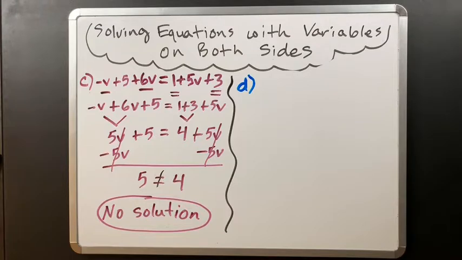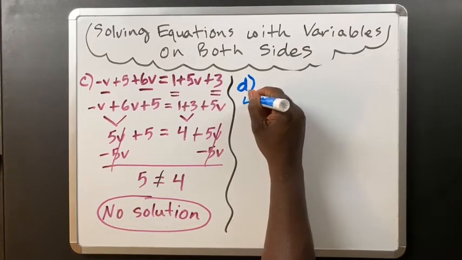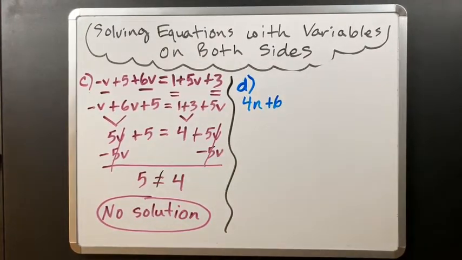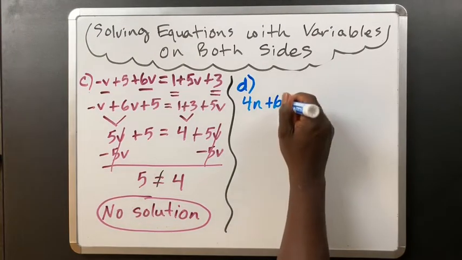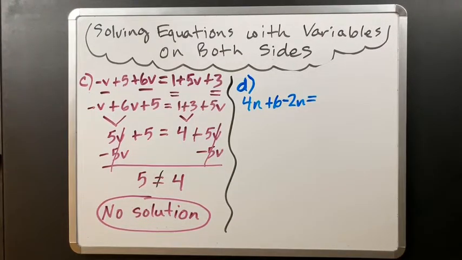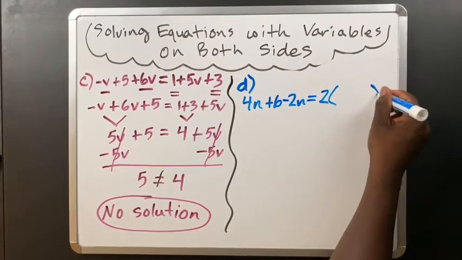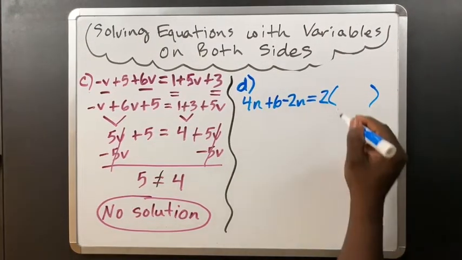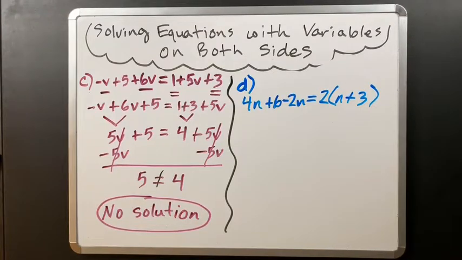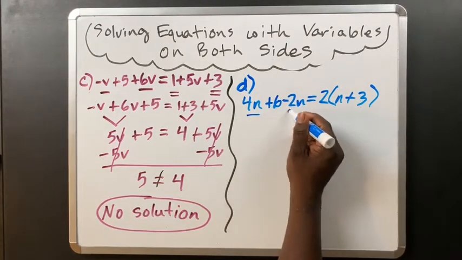So in this case, we have 4 times n plus 6 minus 2 times n equals 2 times the quantity of n plus 3. So let me check it and make sure we got that copied correctly. 4 times n plus 6 minus 2 times n equals 2 times the quantity of n plus 3. Looks right.